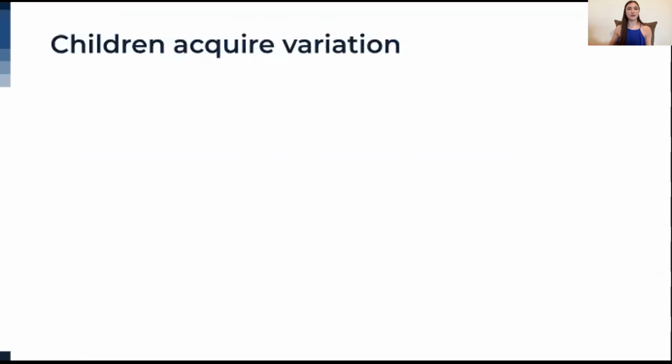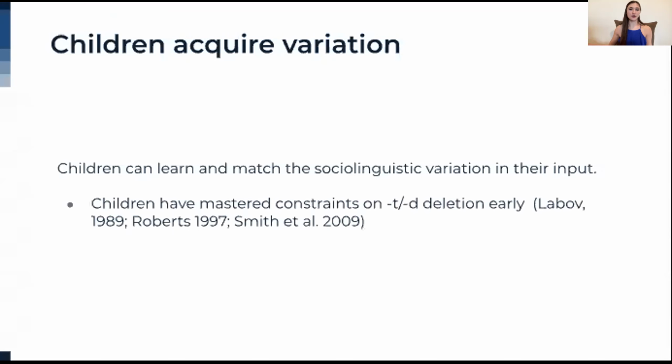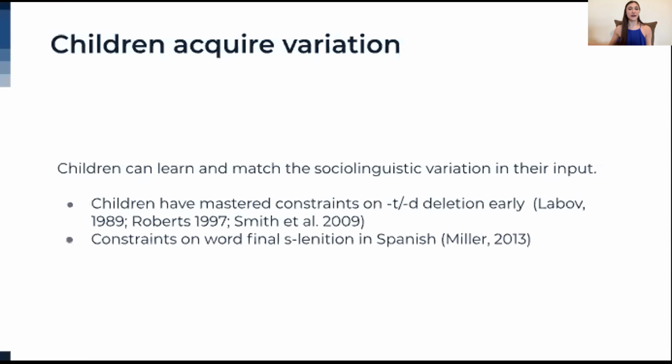However, an equally well-known finding in developmental sociolinguistics is that children can learn and match the sociolinguistic variation in their input from a very young age. For example, lots of work has shown they've mastered the constraints on TD deletion from an early age, and these kinds of results have been shown in other languages as well, such as final /s/ deletion in Spanish. So the takeaway is that children can learn and match the variation in their dialect.